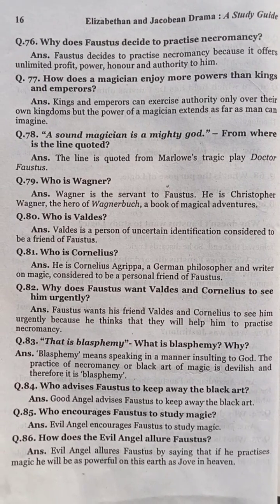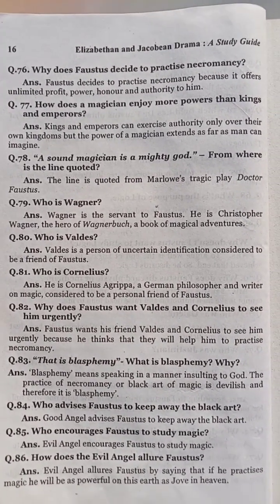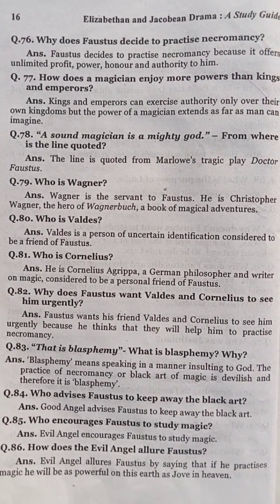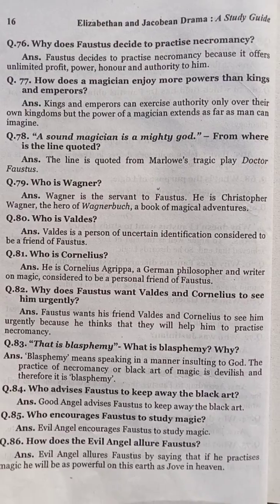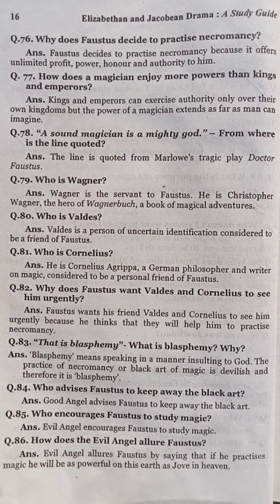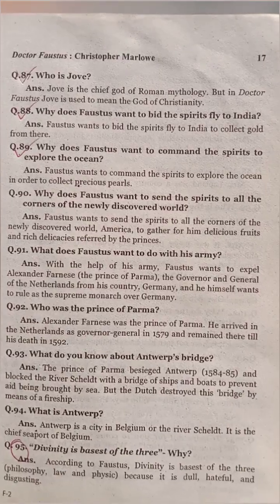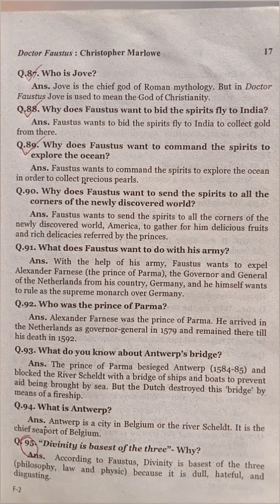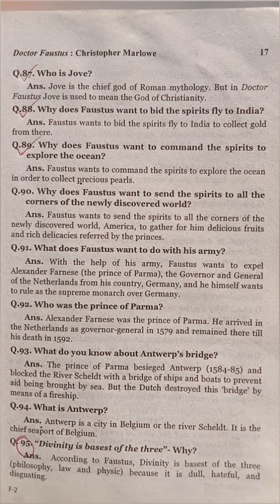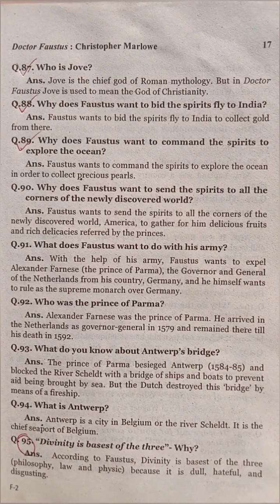86. How does the Evil Angel allure Faustus? The Evil Angel allures Faustus by saying that if he practices magic, he will be as powerful on this earth as Jove in heaven. 87. Who is Jove? Jove is the chief god of Roman mythology, but in Dr. Faustus, Jove is used to mean the god of Christianity.